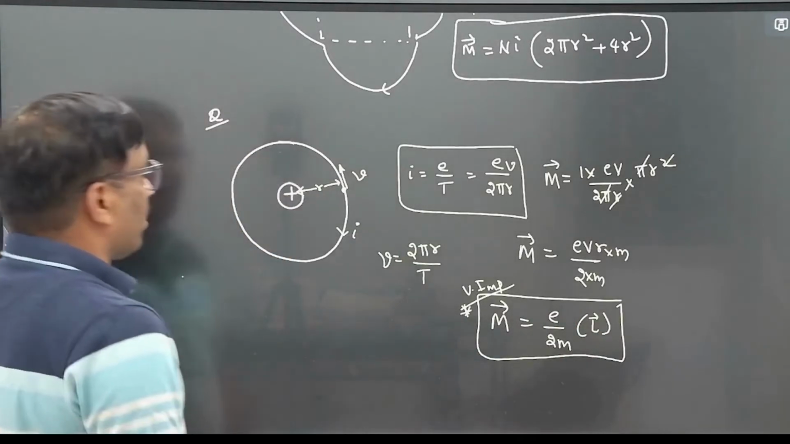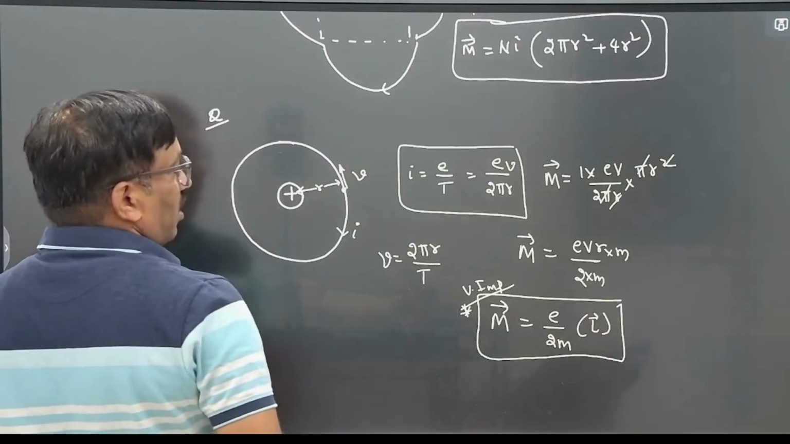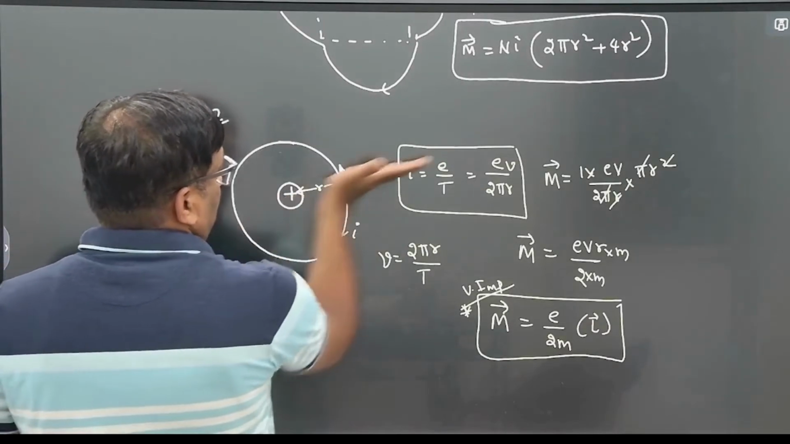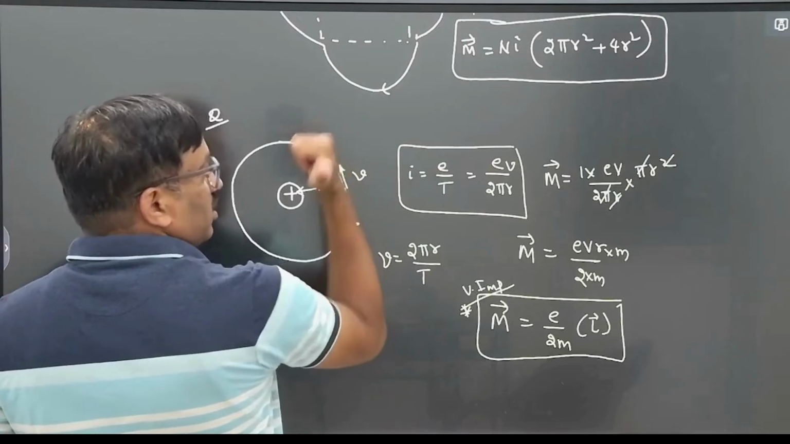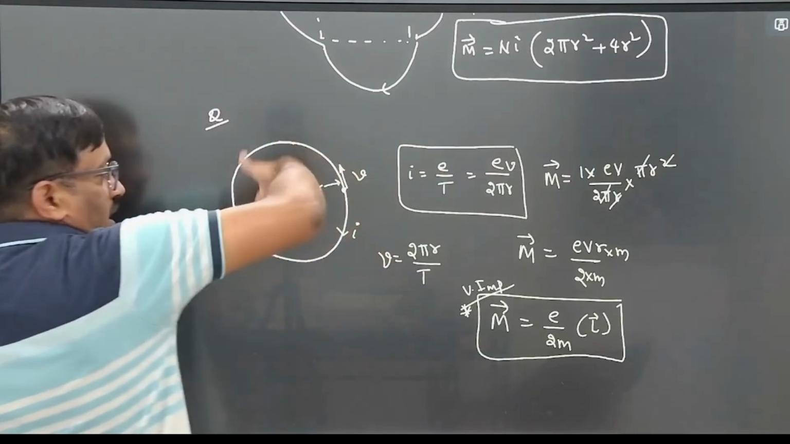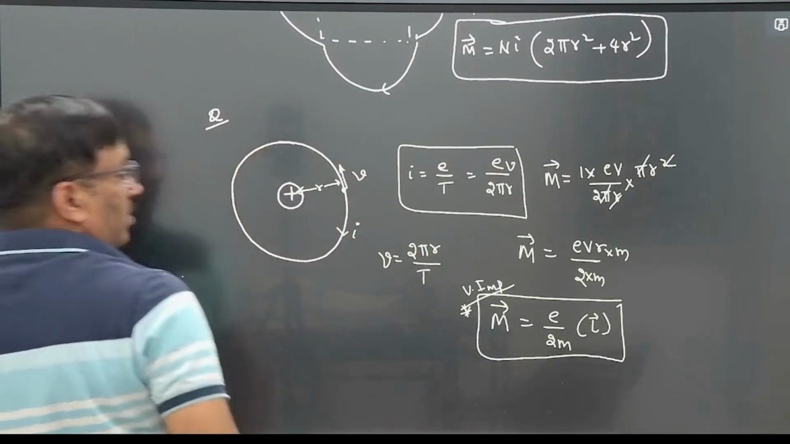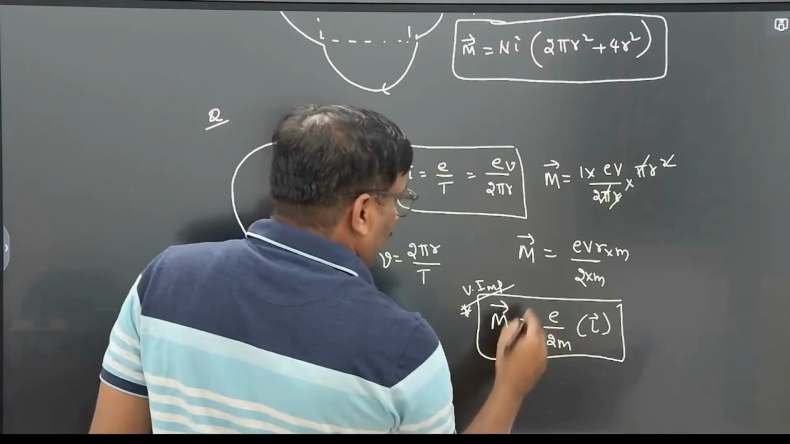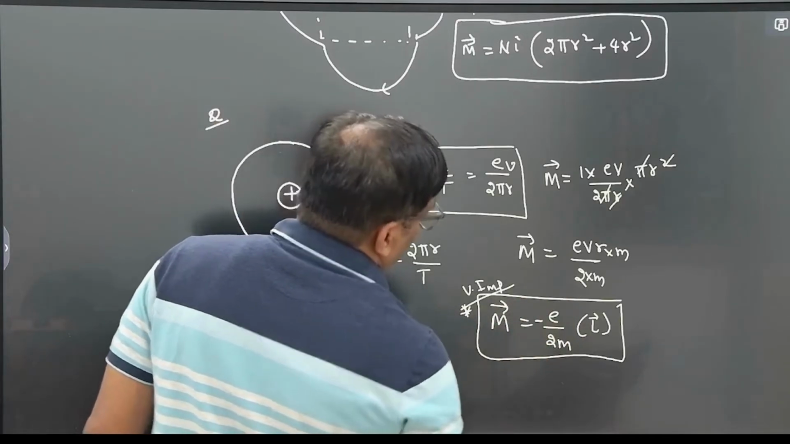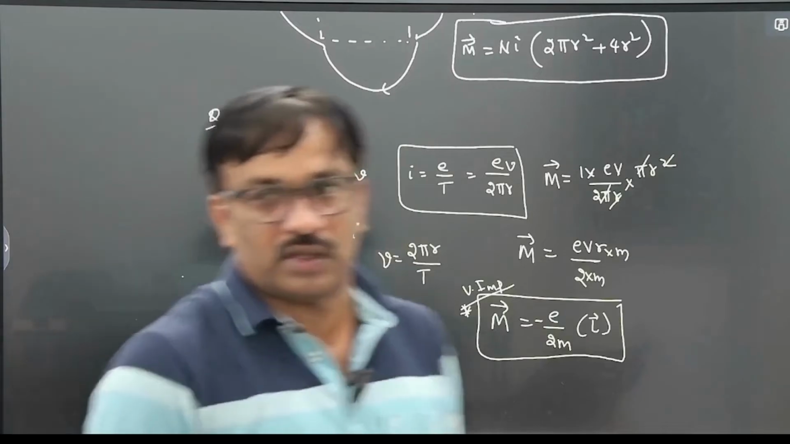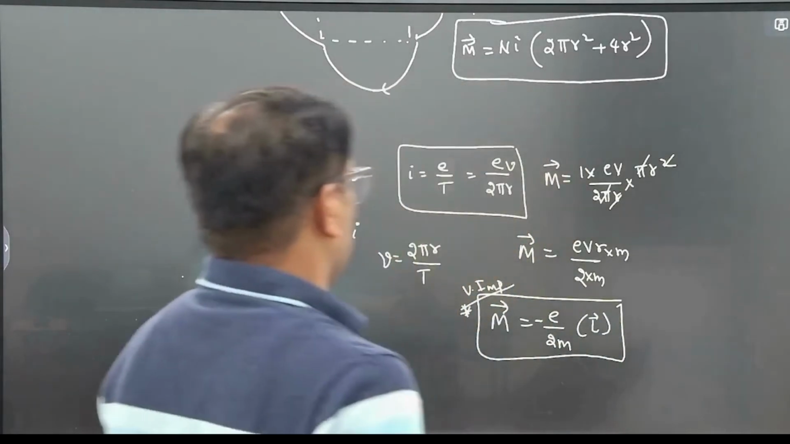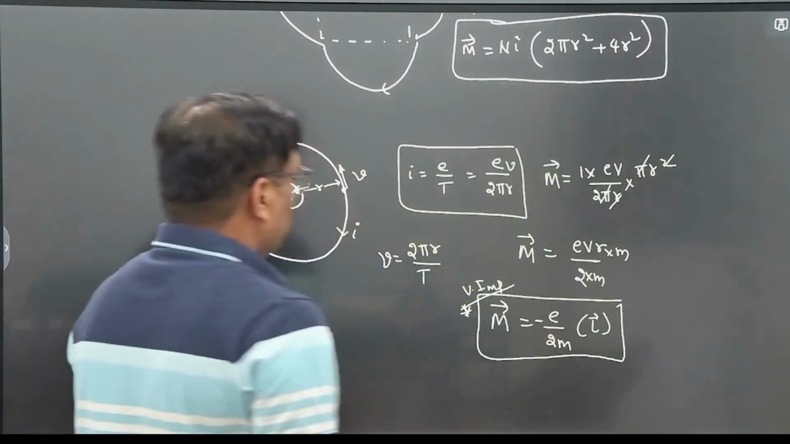Therefore the angular momentum direction is what? It is r cross v, this is your angular momentum direction. But here the current direction is into this one. Therefore magnetic moment and angular momentum are in opposite directions. That's why we take it as minus of this. Clear? Most of the students will be confused about why this minus. So this is the reason.